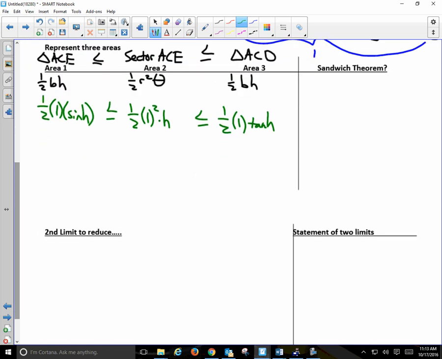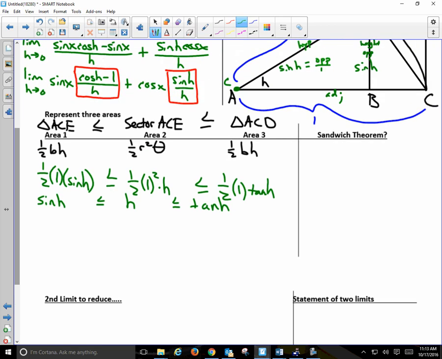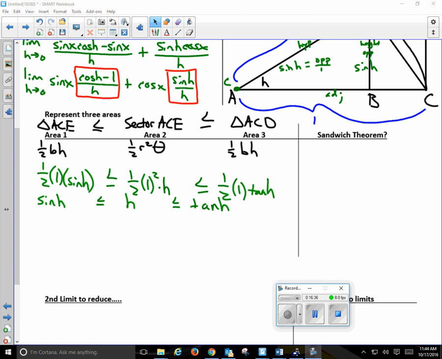Anybody else bothered by the fractions? Let's multiply through by 2. We get sine of h is less than or equal to h, which is less than or equal to tangent of h. I like that. And that's going to be something that we can use. Because what we want to end up with is an expression that has a sine of h and an h in it. And we'll get to that. But we'll do it when we get back, because we're at a perfect stopping point right now. Go get some brain food. We'll come on back and finish this up.